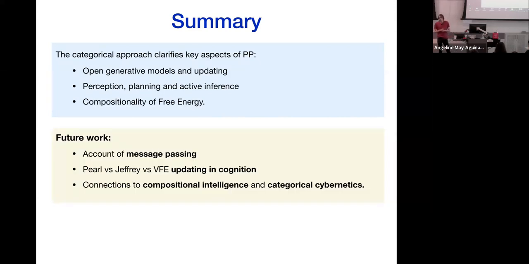In future, some stuff we could do would be to look at how this free energy is actually minimized. So I just said that they minimize it here. The way it's actually done is with these algorithms called message passing that we didn't get into yet. And there's lots of interesting questions about these different notions of updating with respect to soft observations, and whether Pearl or Jeffrey updating are more natural when you're thinking about cognition and so on. And finally, it would be nice to tie this work all in with sort of more AI type things like this compositional intelligence program and other related work in categorical cybernetics.